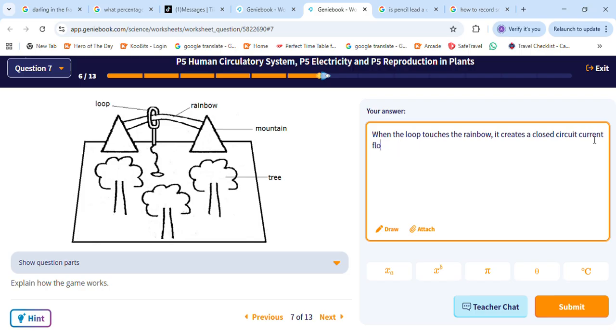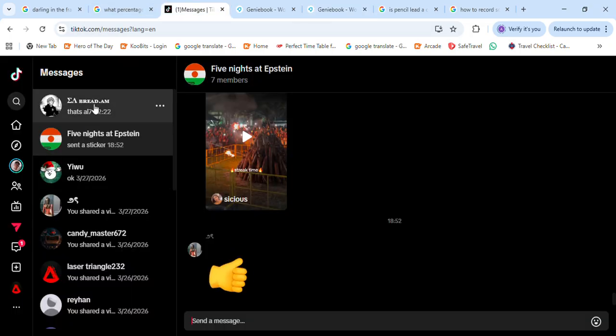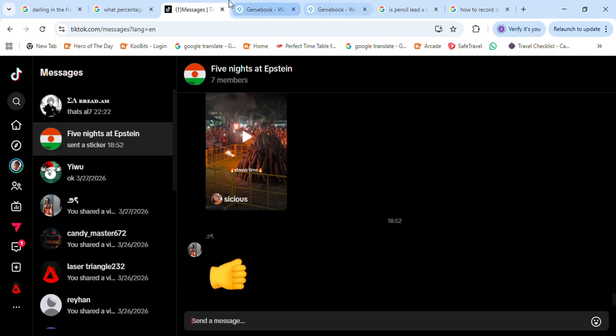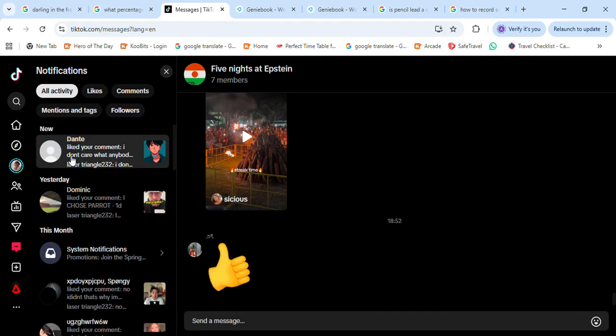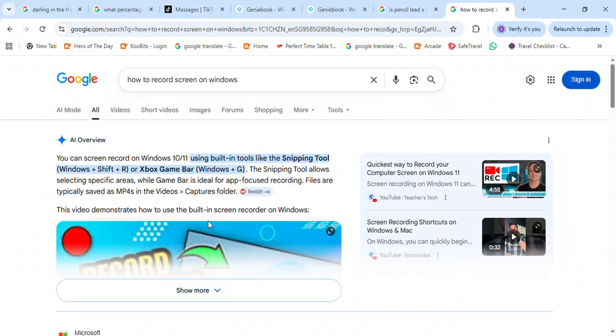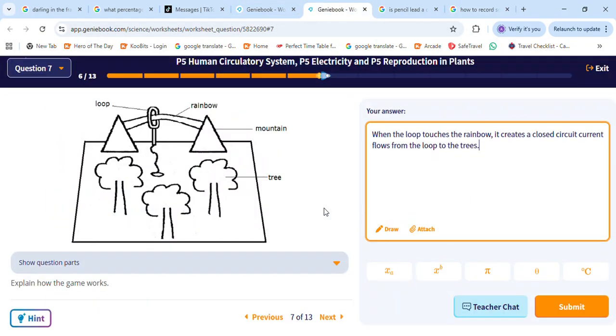Current flows from the loop to the trees. Oh my god, terrible spelling. Look, one message. What? Oh! Okay, what is this? Okay, nice. Let's go. Wait, what's this? Oh. Yeah.